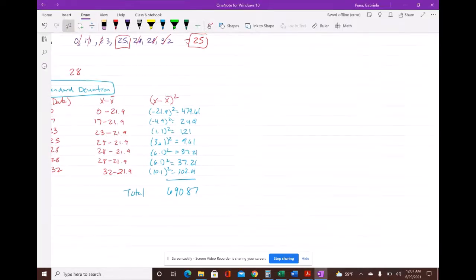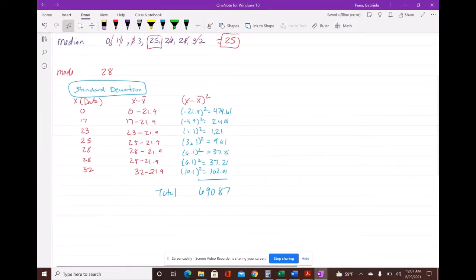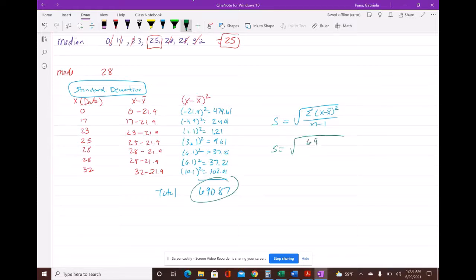Now let's remember what the formula for standard deviation is. The standard deviation is the square root of the sum of these divided by n minus 1. So when I look at this, the sum of that is this number, 690.87, and the number of values is 7, so n minus 1 is 6.